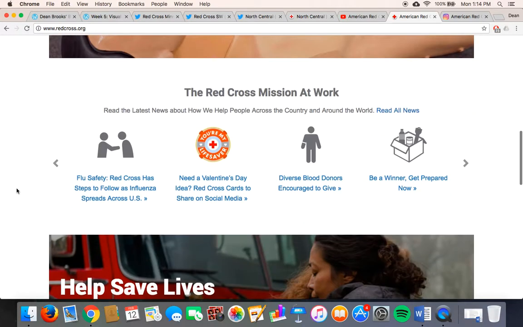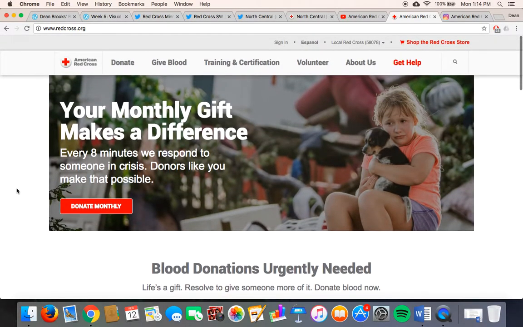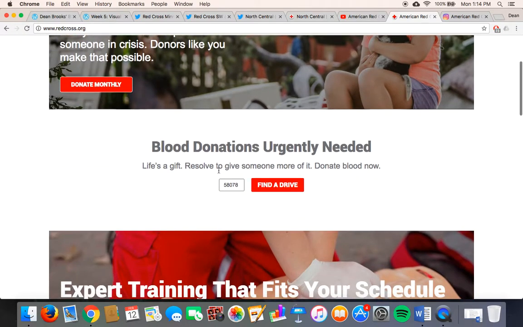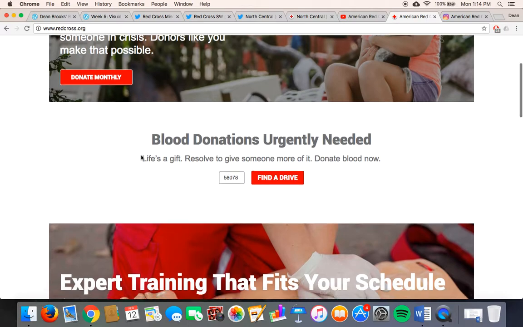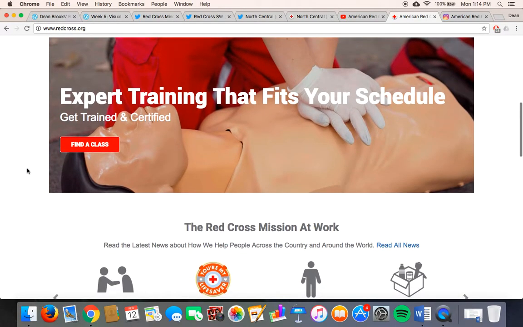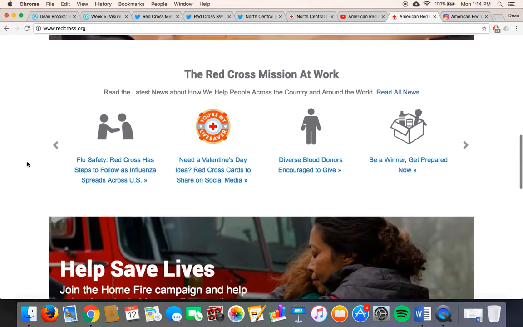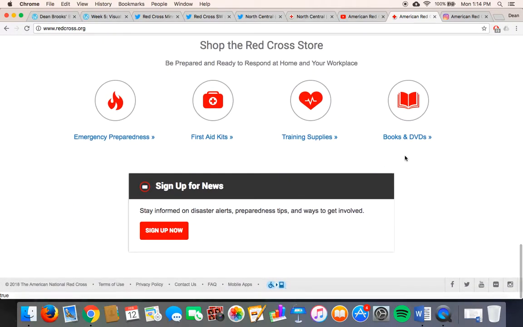Their personal website, though, is also very effective and very cleanly laid out. And again, it just reinforces their message that blood donations are constantly needed. All the different sections are very clear and easy to follow. And of course, you can find all of their social media at the bottom there.